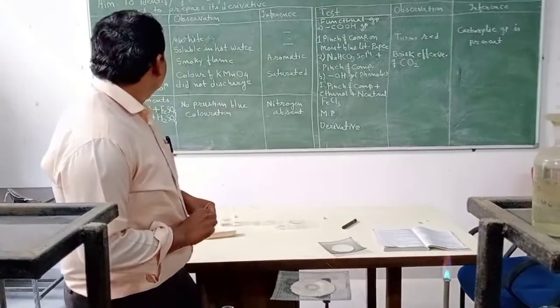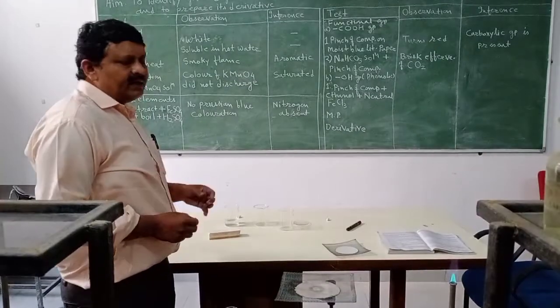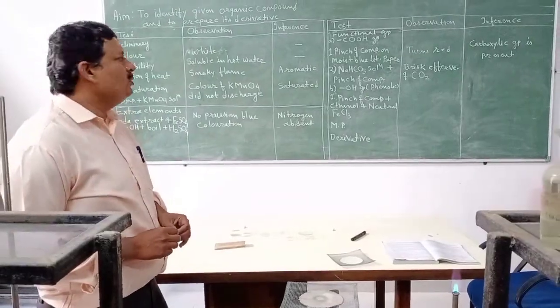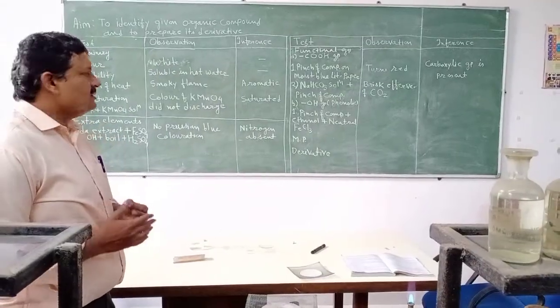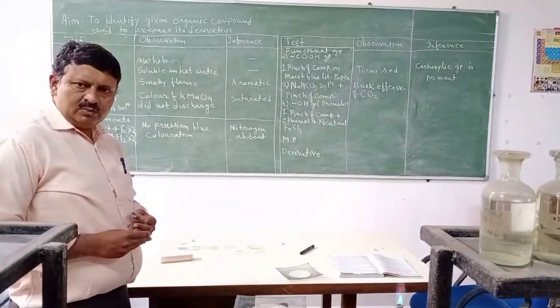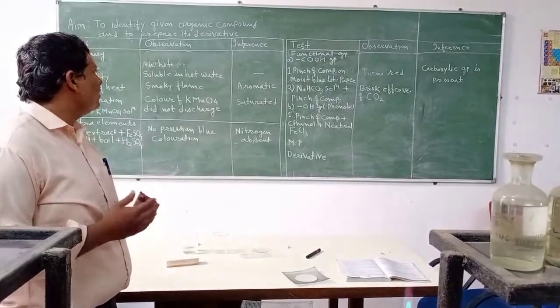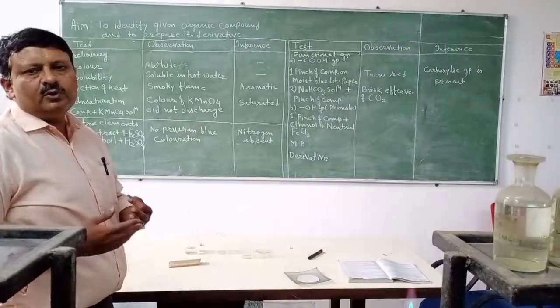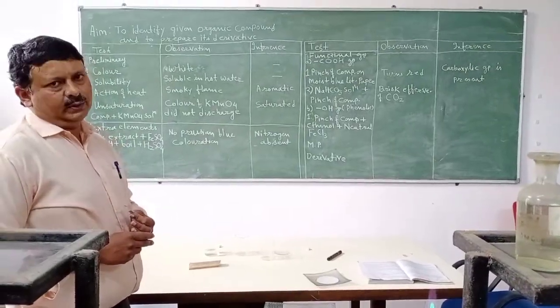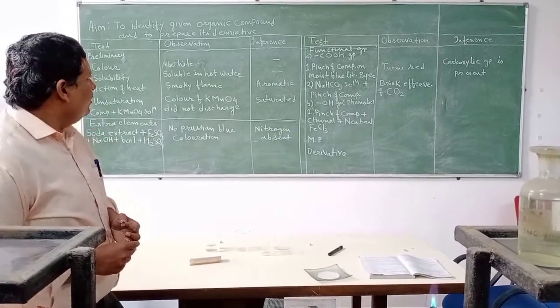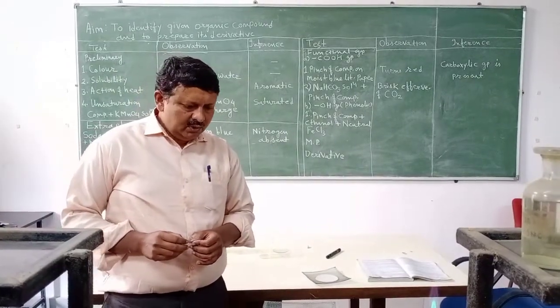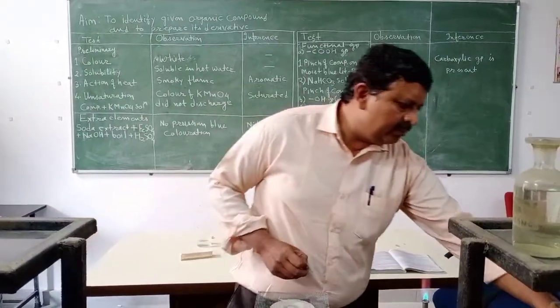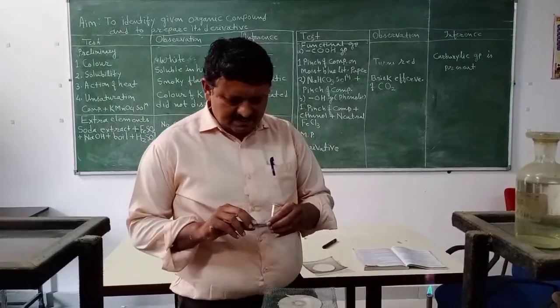After the determination of extra elements, we will move toward the functional groups. We have to start from the carboxylic group. After the carboxylic group, we have to move toward the phenolic OH. For the carboxylic group, the acid group, we have to take blue litmus paper.